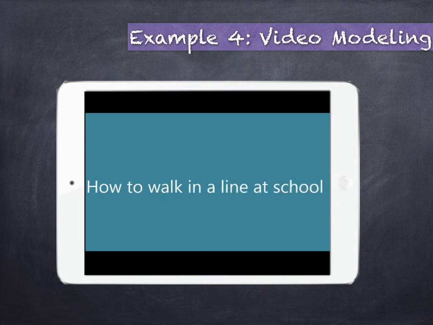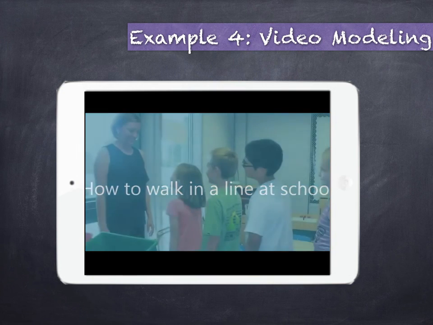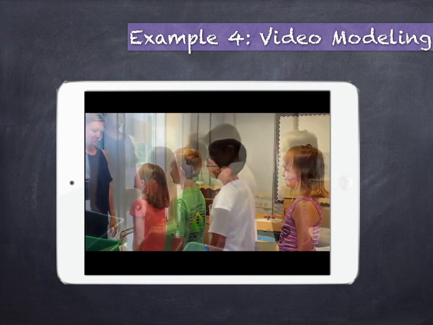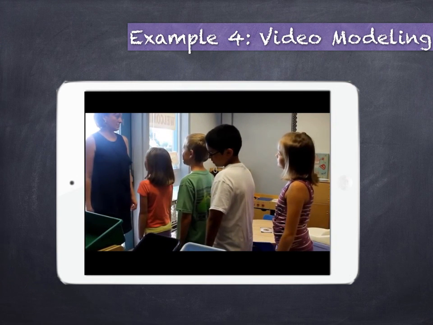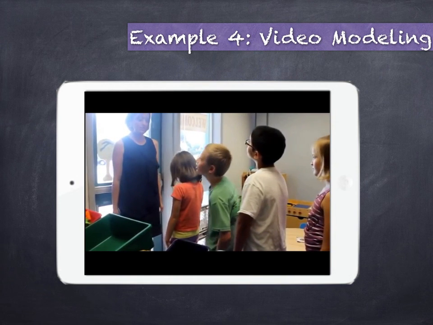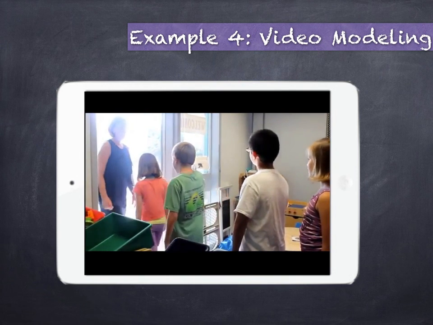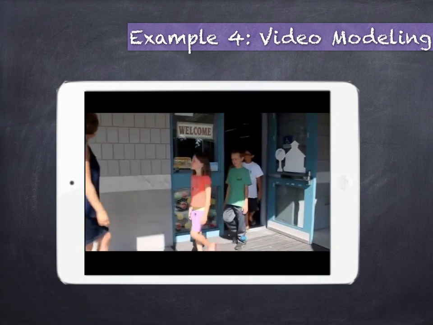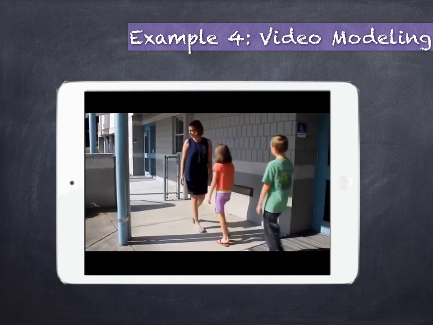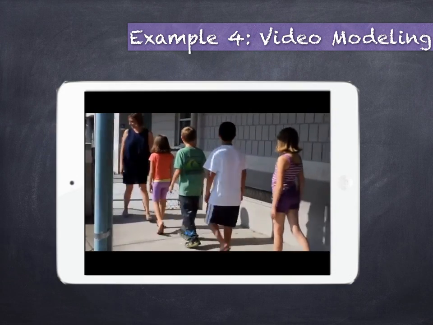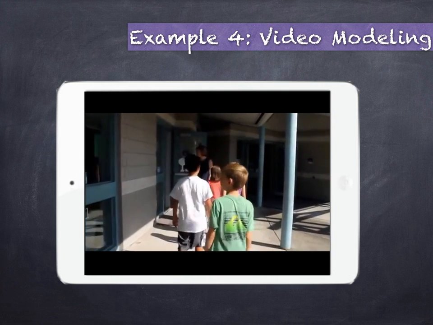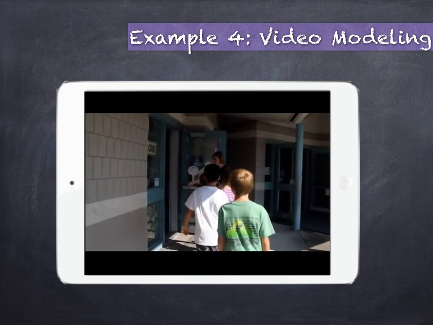How to walk in line at school. When my teacher says it's time to line up, I walk to the back of the line with my friends. I keep my hands to myself and I keep my voice quiet. I wait for my teacher to open the door. Then I can leave the classroom. I make sure I use my walking feet. When I walk in line, I do not run ahead of the person in front of me. I stay in my place in line. When we walk in line at school, we get to where we need to go safely and in a group.